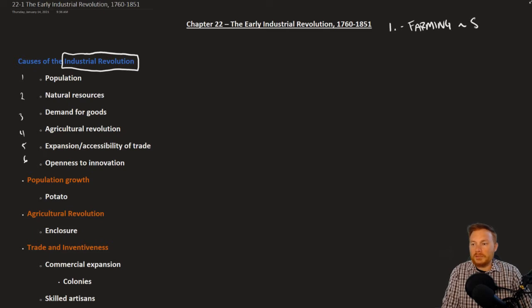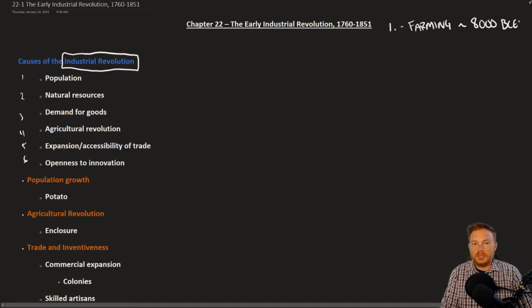That happened roughly, we'll say 8,000 BCE. And that was when human societies transitioned from hunter-gatherers, in which they were roaming around, to growing their own agriculture, which allowed for the construction of civilization, permanent structures, class structures, all the things that characterize civilization was because of farming. The second most important change in all of human history, again, is this Industrial Revolution.